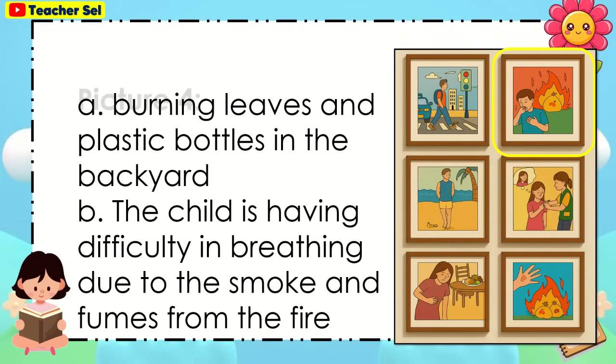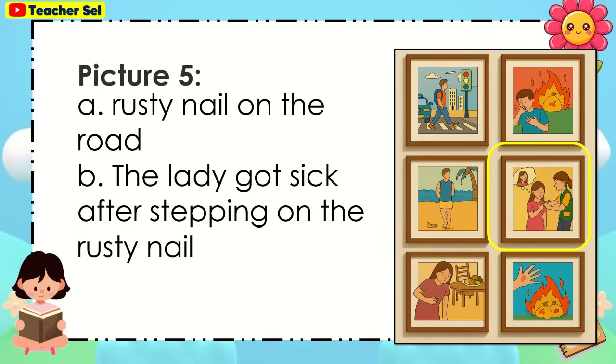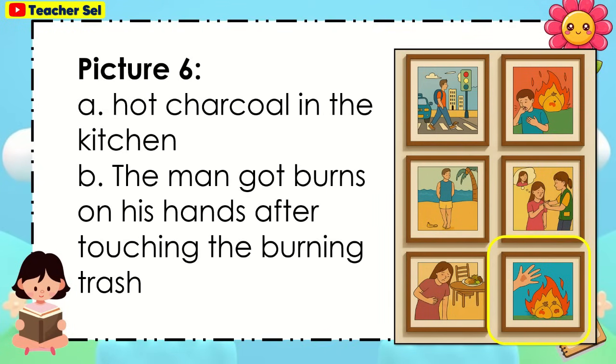For the next picture, burning leaves and plastic bottles in the backyard. The child is having difficulty in breathing due to the smoke and fumes from the fire. Next picture: rusty nail on the road. The lady got sick after stepping on the rusty nail. For the next picture, a hot charcoal in the kitchen. The man got burns on his hands after touching the burning trash.